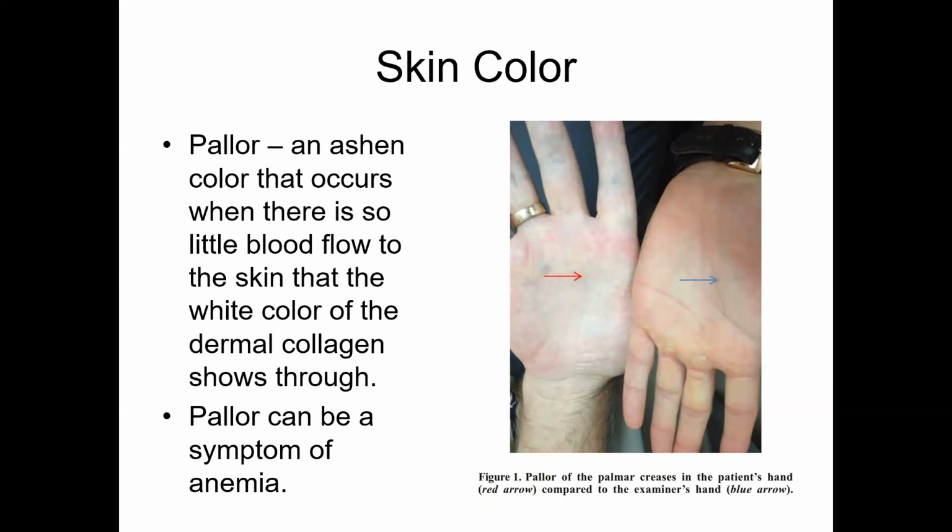Pallor, which you see in the patient's hand with the red arrow on it, is sort of a grayness of the skin. It's caused by either a lack of oxygen carrying capacity in the blood, like with anemia, or a lack of blood flow to the skin. Pallor is the color that you would see in someone who is deceased. That sort of gray color because there's no longer any blood circulating to the skin.